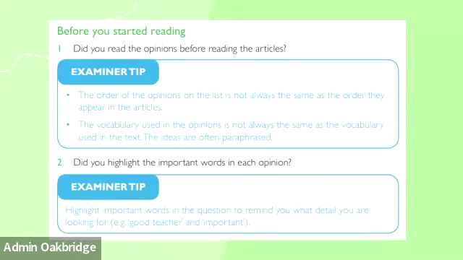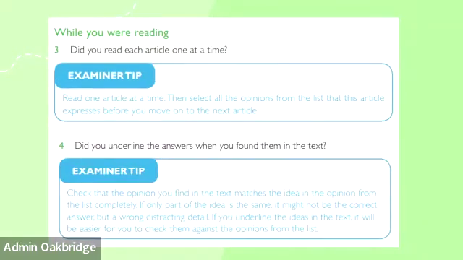It may seem easy, but it's actually tricky because they don't use the same words as how it is in the passage. Instead, they use synonyms. Okay, so the ideas are often paraphrased. So you have to read carefully both the passage and the opinions. Okay, and then you're also advised to highlight the important words in the question to remind you what detail you are looking for. And then examiner tip 3, you have to read 1 article at a time.